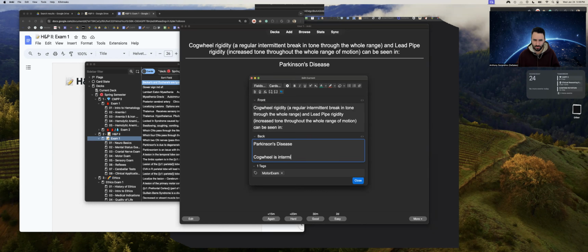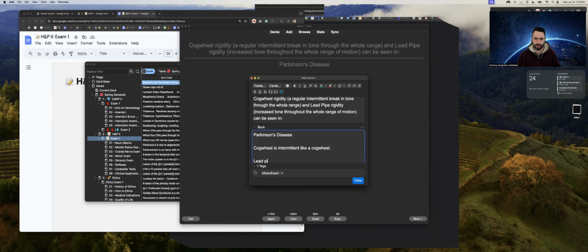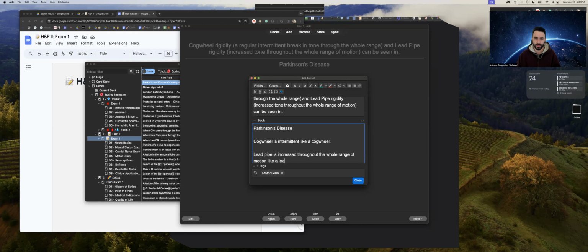Cogwheel is intermittent, like a cogwheel. Lead pipe is increased throughout the whole range of motion, like a solid lead pipe. And this is all Parkinson's.